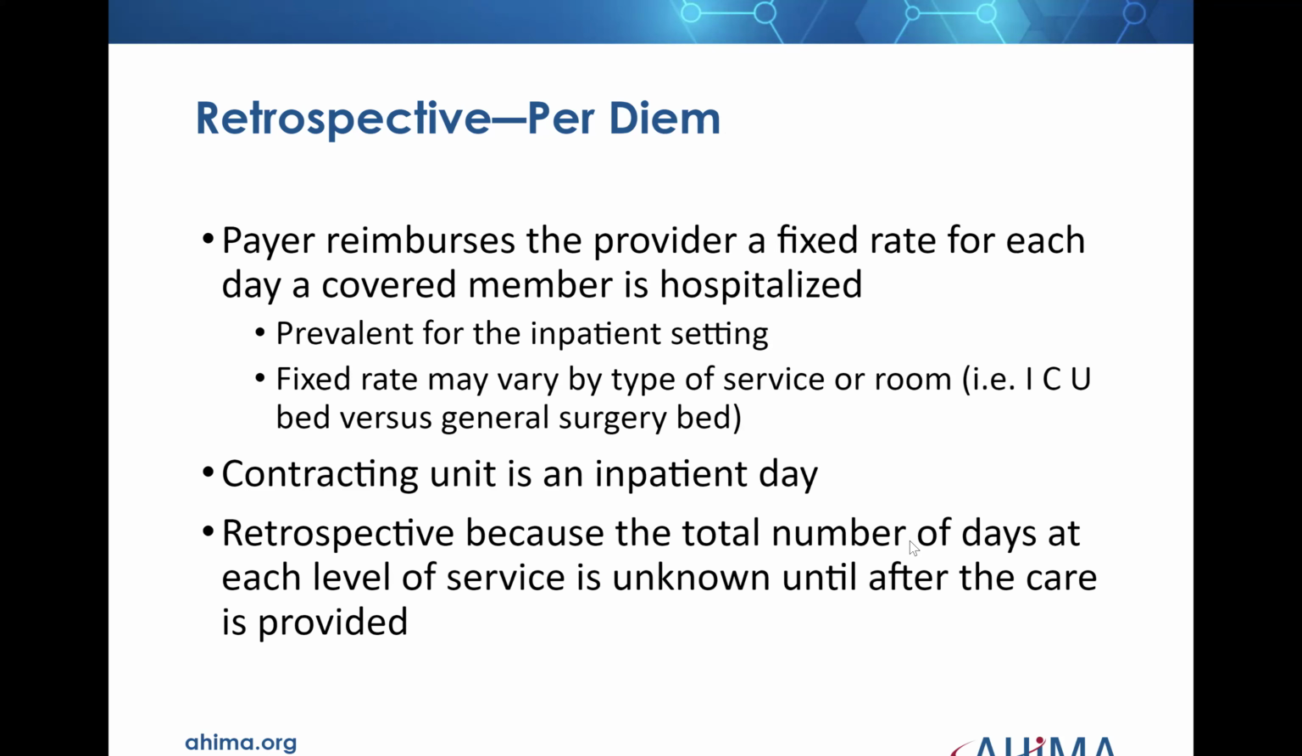When we use the term per diem, this is a fixed rate for each day that somebody is in the hospital. And we see a lot of this in the fee-for-service world with hospitals. We have a fixed rate that depends on the type of room. An ICU will be more than a general surgery or general medicine bed and so on. And the contracting unit is an inpatient day. That's why we're interested in census. And it's retrospective because once somebody's admitted, we don't know if they'll be staying 1 day, 7 days, or what. So it's unknown until the patient is discharged.